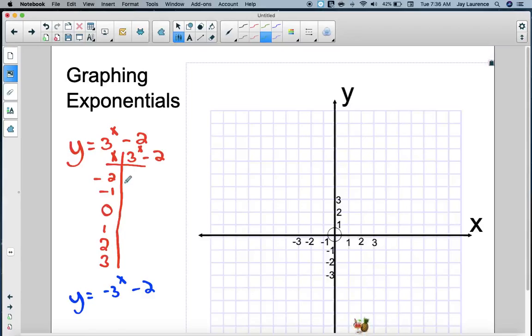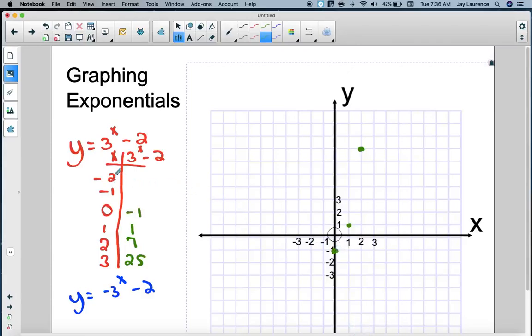So if I put 3 in, 3 to the third power is 27. 27 minus 2 is 25. If I put 2 in, I get 9 minus 2 is 7. I can plot that one. Let's see, right about there, right? 9, 8, 7. Yeah, that's right. If I put 1 in, I'm going to get 1 out. If I put 0 in, I'm going to get negative 1.